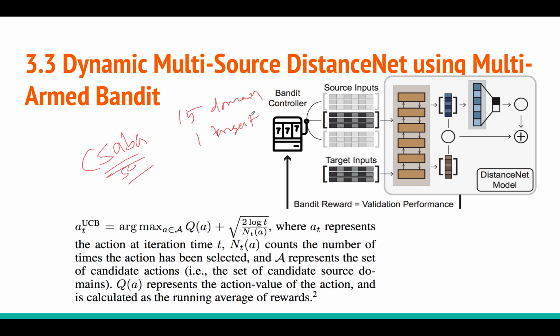So what you do is you just select one of the source domains in the list of source domains, and you take the target fixed, which is the known target input, the target domain. You just feed it and you do the normal DistanceNet training, right? Then you evaluate with a fixed set of evaluation data, and that will give you some accuracy, and you use that as the bandit reward, right?